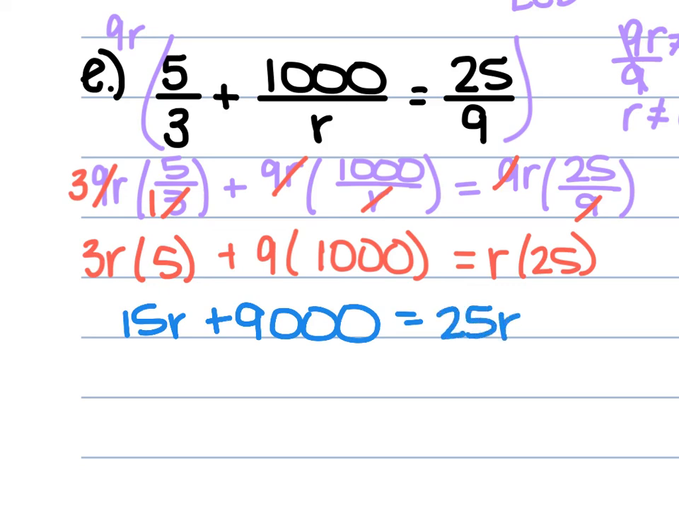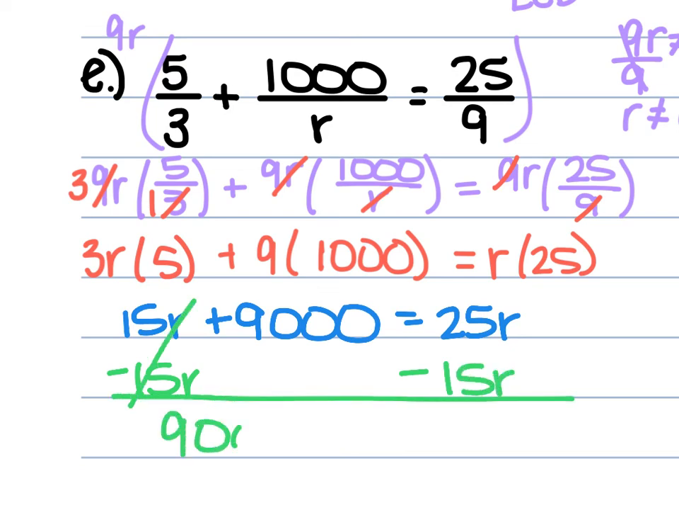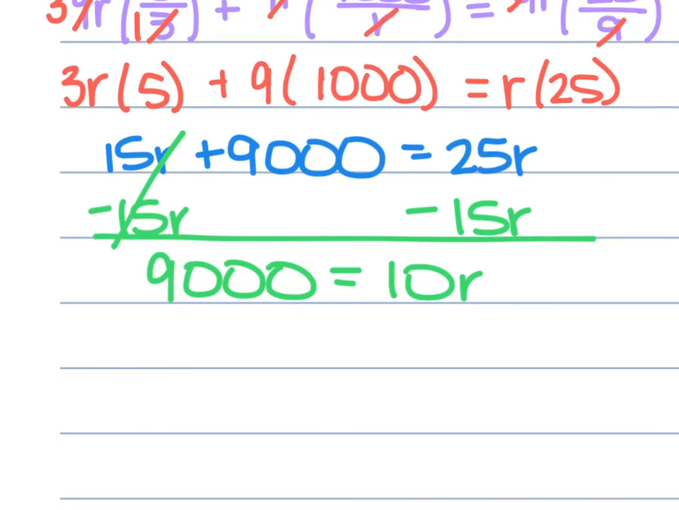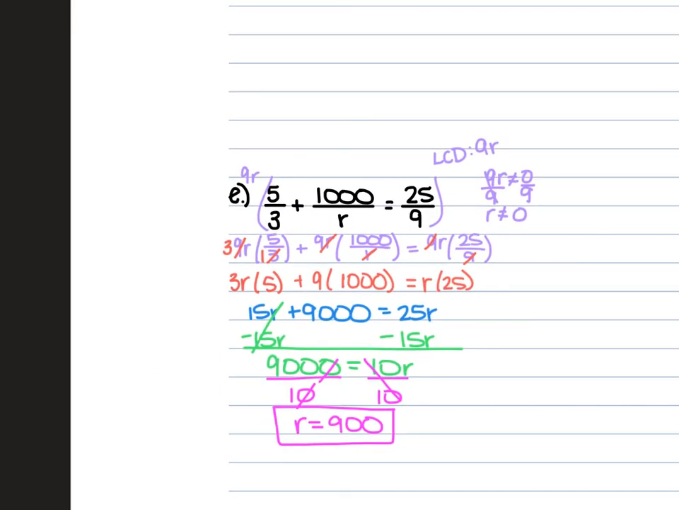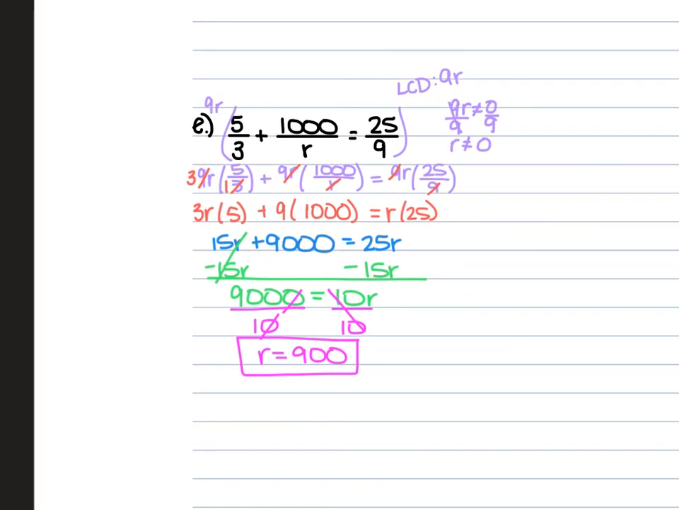I'm going to move the 15R over by subtracting it. And we get 9,000 is equal to 10R. And then we're going to divide each side by 10 and get that R is equal to 900. Now, 900 is not 0, so we know that that's our solution.